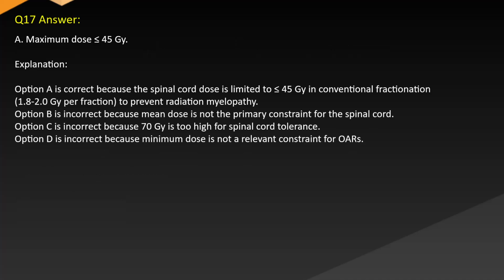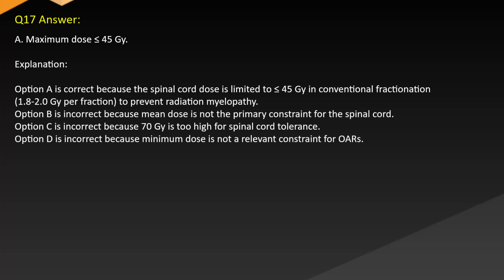Answer A. Maximum equals 45 Gy. Explanation: Option A is correct because the spinal cord dose is limited to 45 Gy in conventional fractionation, 1.8 to 2.0 Gy per fraction, to prevent radiation myelopathy.